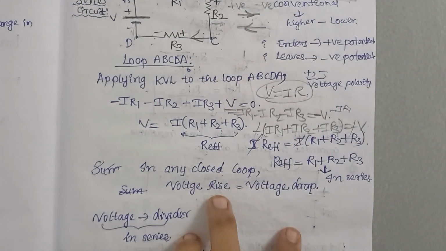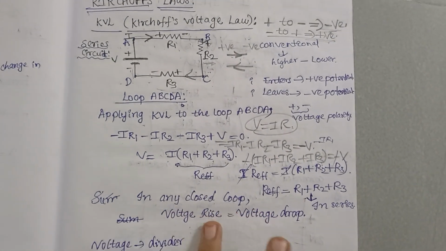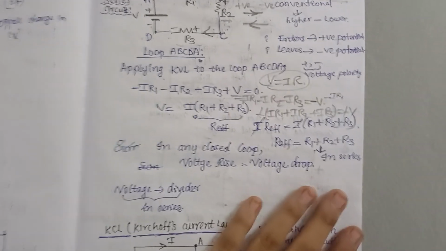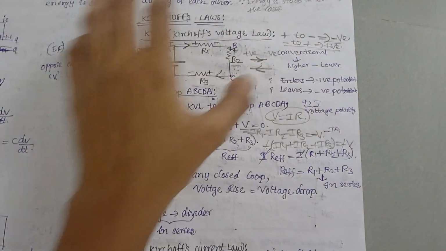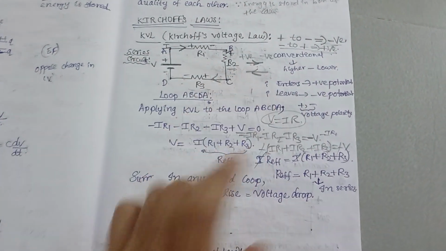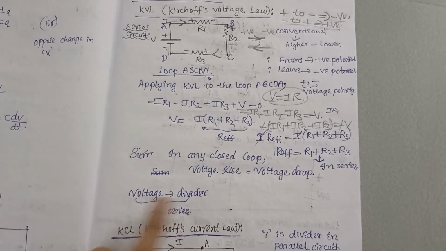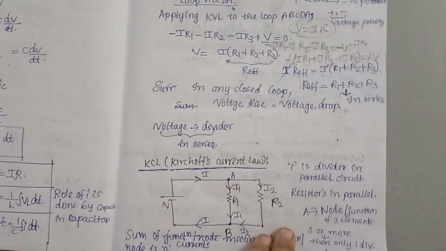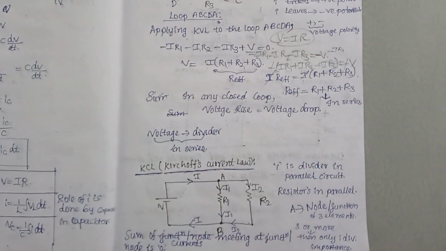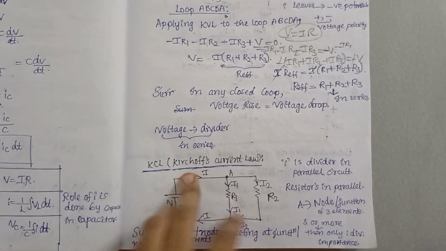And in a simple way to define this KVL, in any closed loop, the voltage rise should be equal to the voltage drop. And in series we know that the current remains the same, right? And the voltage only gets divided in series. And we'll discuss KCL in the next video. Or else we'll also continue KCL in this video itself.